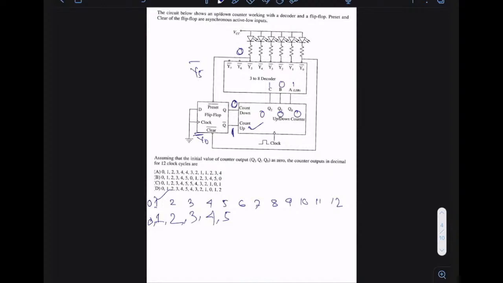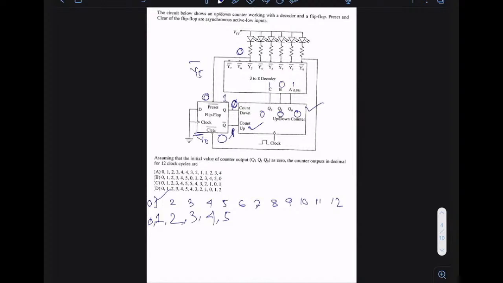And when Y5 bar is 0, you see this preset pin is becoming 0. When the preset pin is 0, what is the tendency of this? It will make sure the flip-flop's initial condition is 1 and this is now 0. So on the fifth clock cycle, you got 101 as the output of this counter. When 101 is processed by the decoder, we get Y5 bar as 0, and when 0 is given, it is making preset 1.